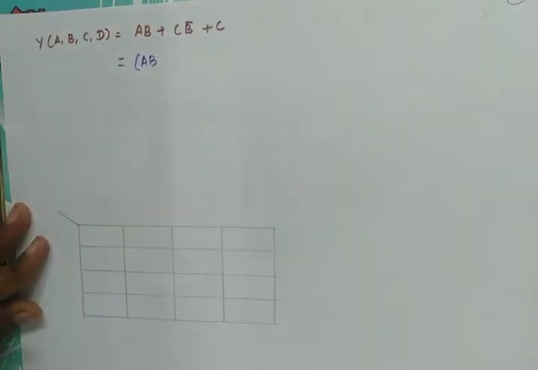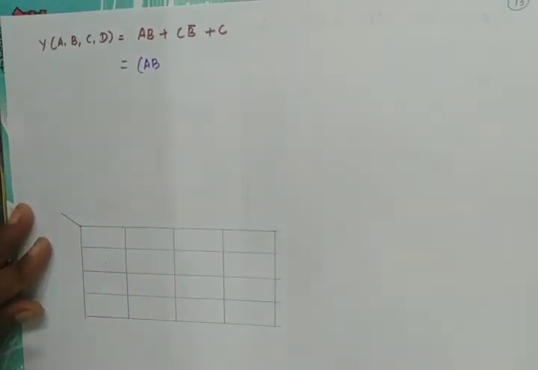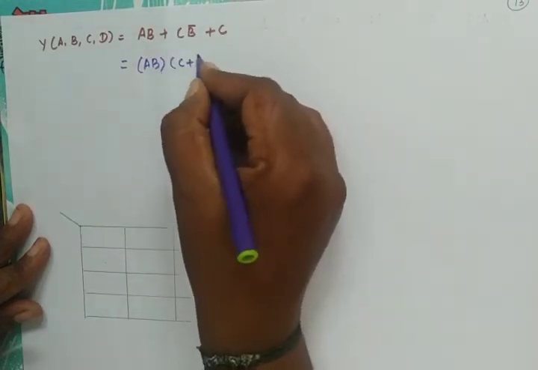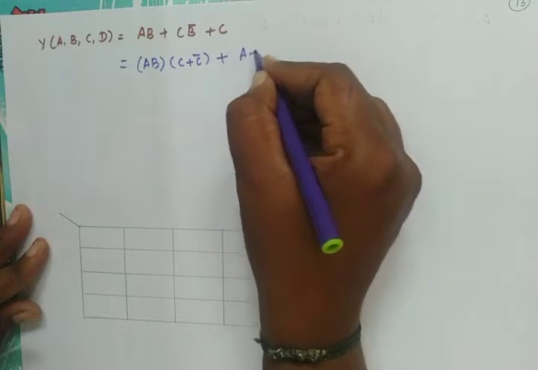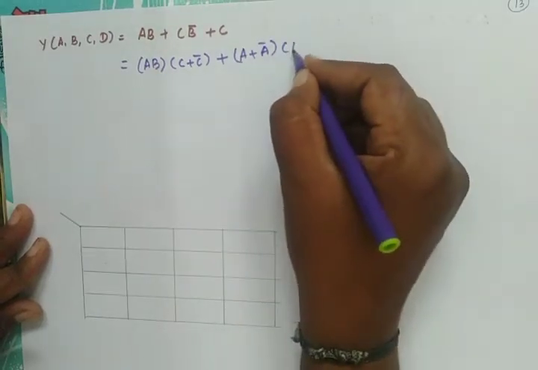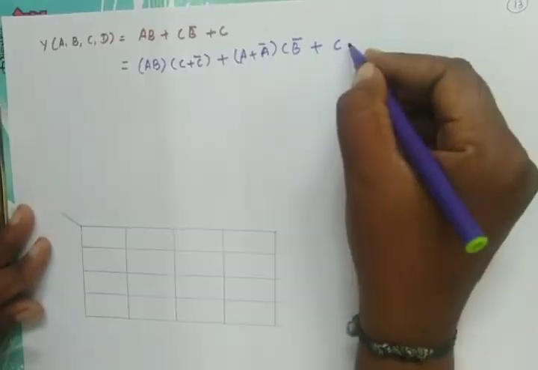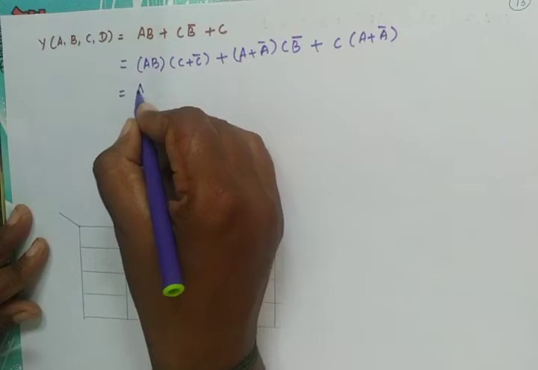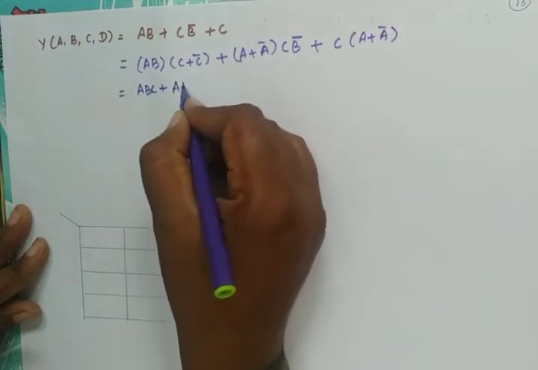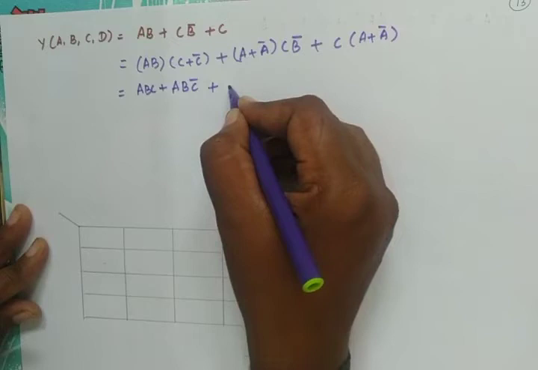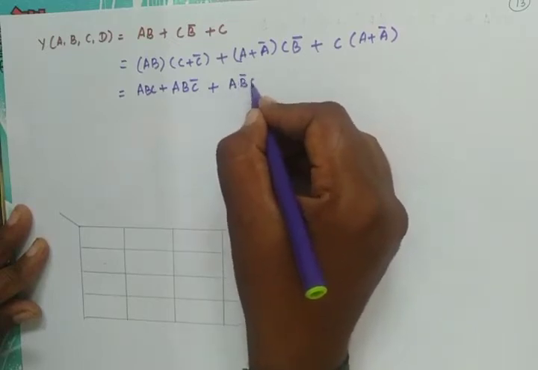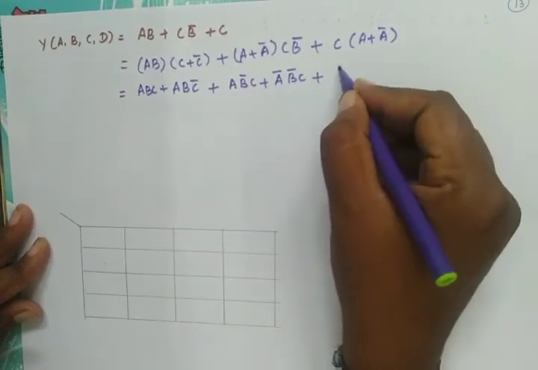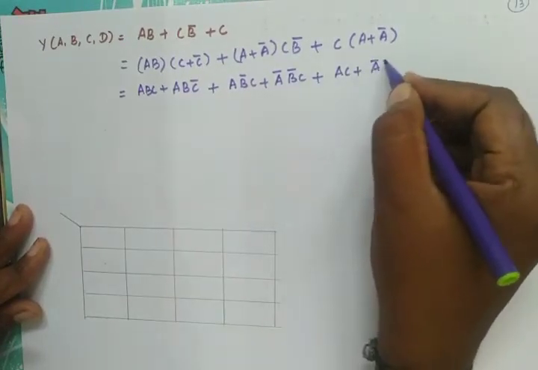AB. What are the missing literals here? C and D. So what we have to do is AB into (C + C̄), the missing letter. Then here we have (A + Ā) into (C B̄ + C) into (A + Ā). First we will multiply this, so that here we get ABC + ABC̄ + AB̄C + ĀB̄C + AC + ĀC.